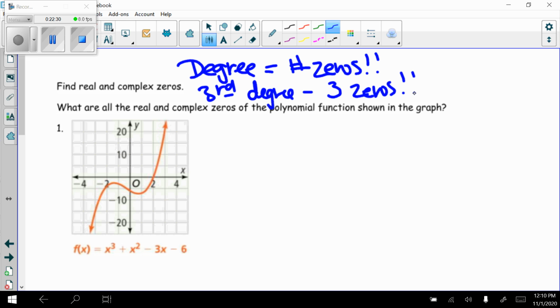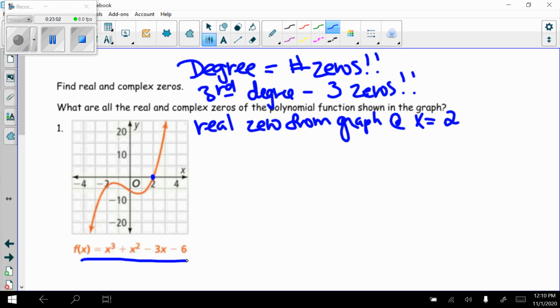They might not all be real zeros, as in this case, I can see that it only crosses my graph one time. So I know I'm only going to have one real zero here. The rest are going to be complex. So I get my real zero from the graph at x equals positive 2. So now how do I find out what my complex zeros are? I have to have this factored. So we want to factor this. The nice thing about this, I already know one of my zeros is 2.